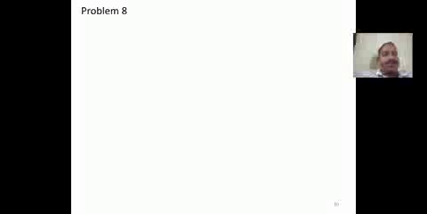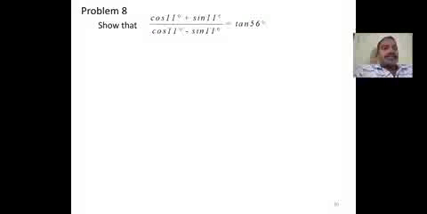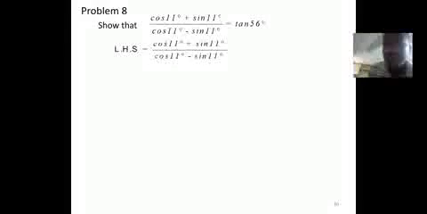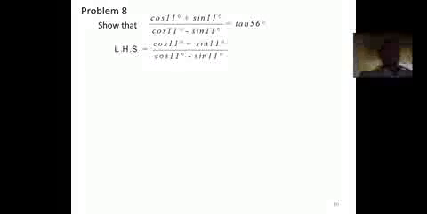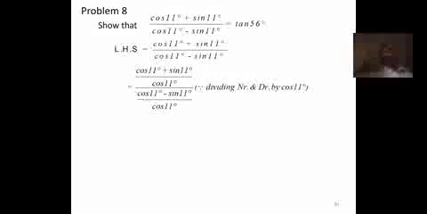Now the next problem is, show that (cos 11 degrees plus sin 11 degrees) by (cos 11 degrees minus sin 11 degrees) equal to tan 56 degrees. Here left hand side is (cos 11 plus sin 11) by (cos 11 minus sin 11). So divide numerator and denominator with cos 11.